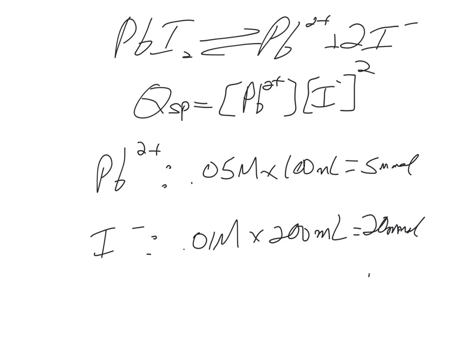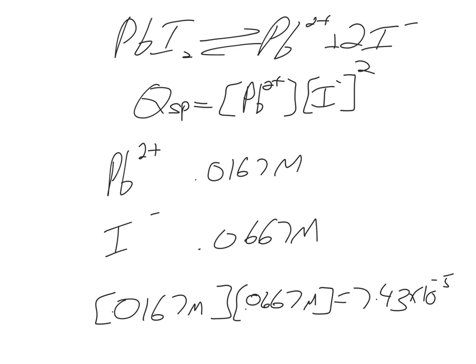So here you see that we have 5 millimoles of Pb2+ and 20 millimoles of I-. And also remember that we have 300 milliliters total, since we added 200 milliliters and 100 milliliters of the two different solutions. Now we are left, in summary, with 0.0167 molar of Pb2+ and 0.0667 molar of I-. You put them together to find the product, and this is your Q.